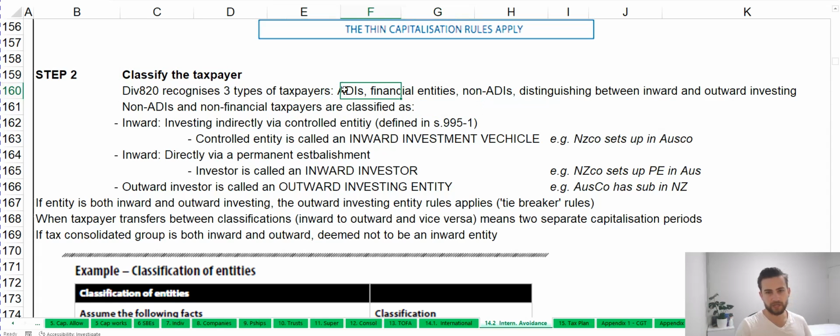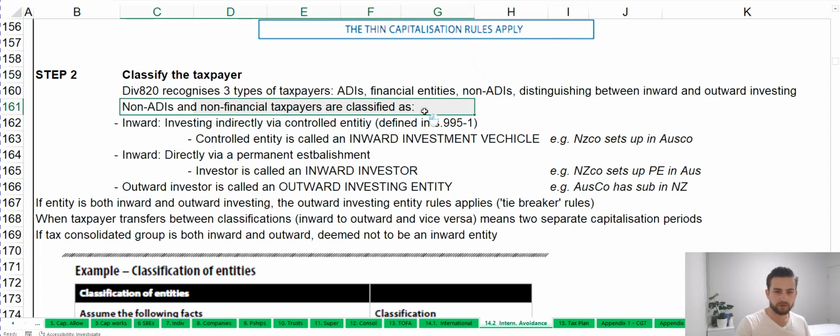So either you're an ADI, e.g. a bank, you're a financial entity, e.g. a financial advice firm, or a non-ADI. So that could be most companies like a small business or marketing firm or a lawyer. Most of them will probably be in that non-ADI category.